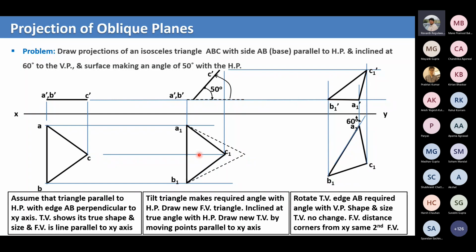But because the surface is at an angle of 50 degrees with HP, what happens? The height of the triangle reduces when you see it from the top view. This is the actual height of the triangle, A dash C dash, but when you project it onto the top view, it is reduced. You understand, right? Say the height is h. This length is h cos 50.